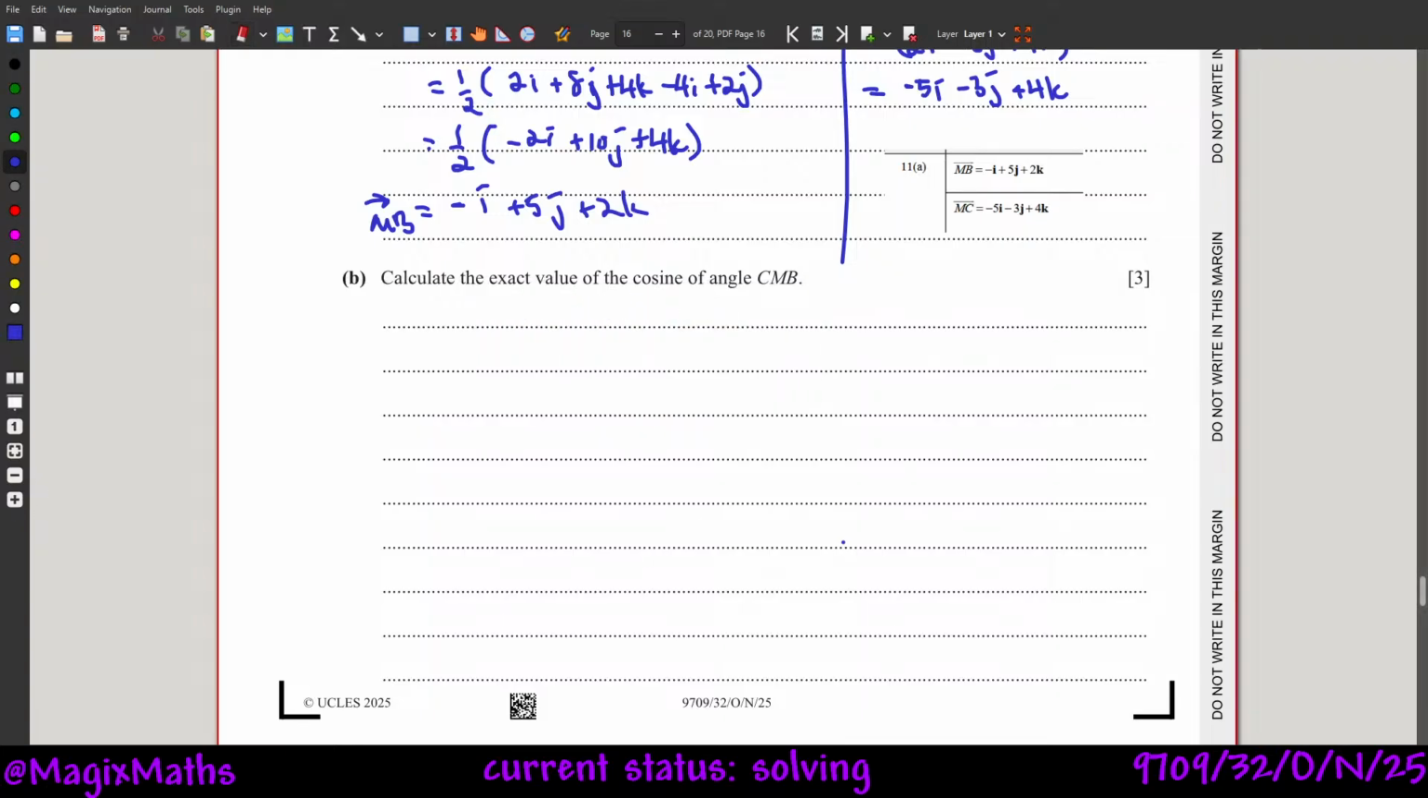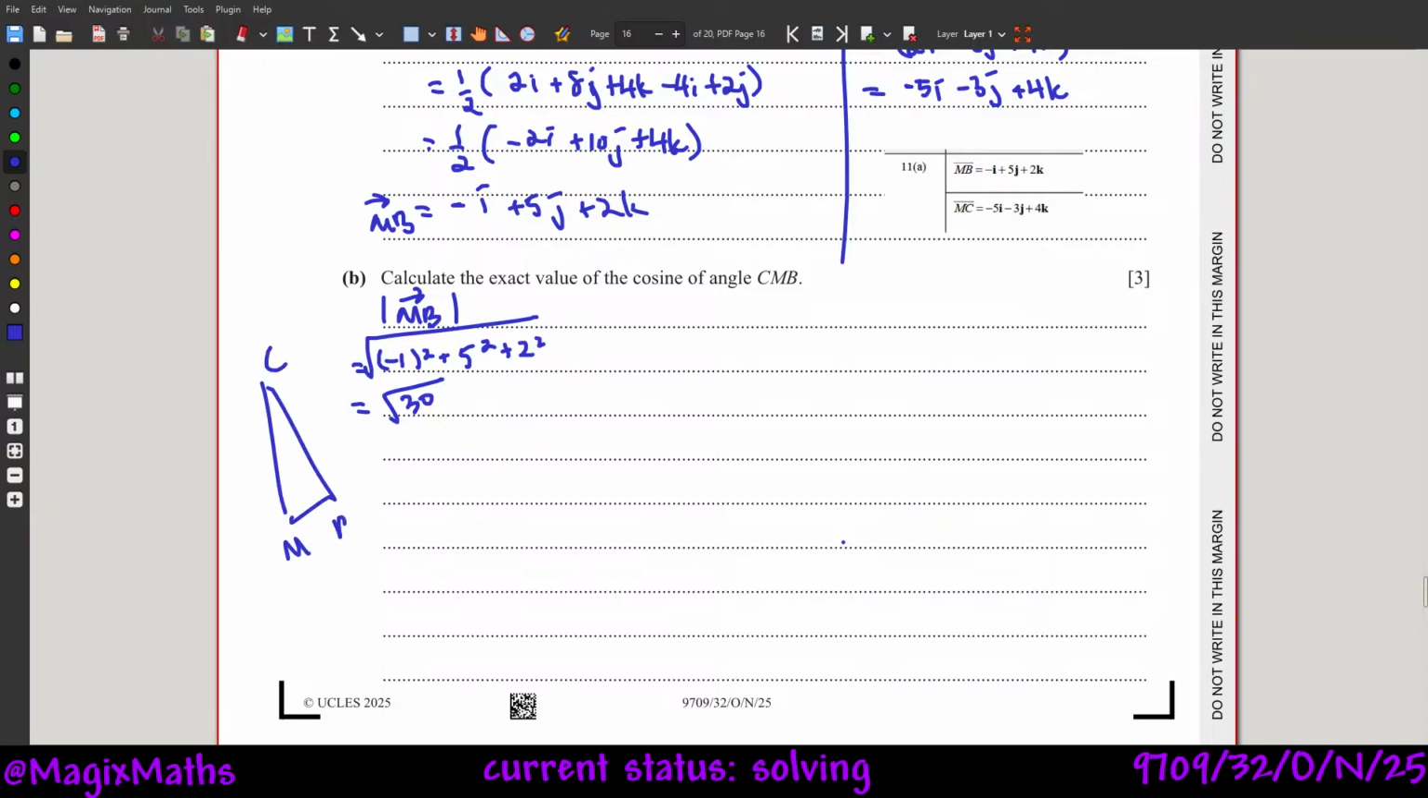find MB. That's equal to 1 squared. Add that up. We will have 1 plus 25 plus 4. Add it up, that is 30. So let's redraw our CMB. Insert 30.